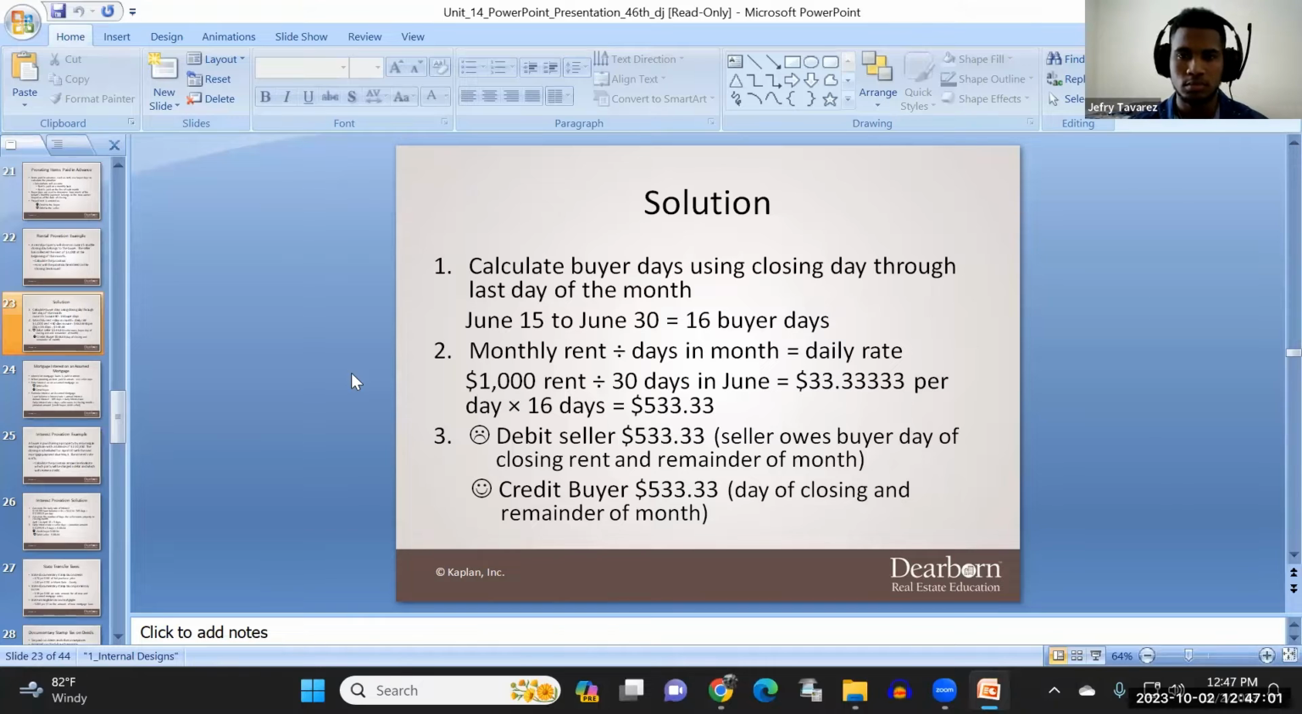Gotcha. And if you take the monthly rent and divide it by the daily rate, so it's $1,000 by 30 days, which is 33.33333. Then you multiply that by 16 days. So the seller is going to have to credit the buyer $533.33, which is the remainder of the month from the 15th on, right? So you debit the seller $533.33. The seller owes the buyer the day of the closing rent and the remainder of the month. The credit to the buyer is $533.33, day of the closing and the remainder of the month. So it offsets each other, right? It goes from him to him, or her to her, or whatever.